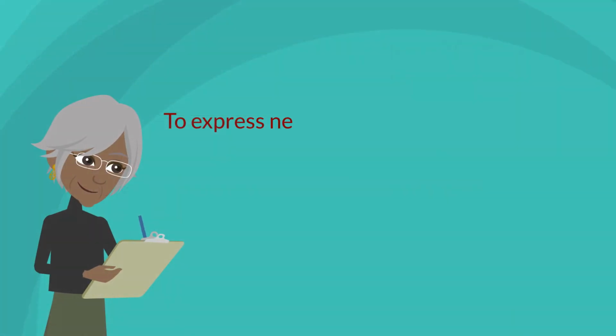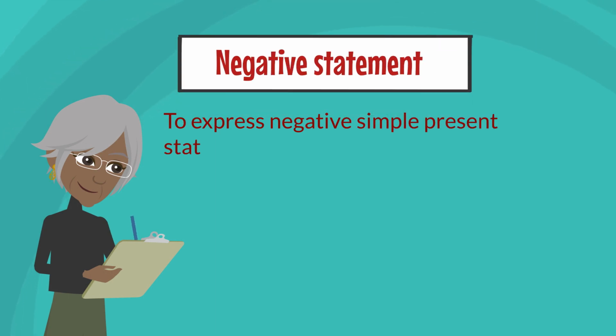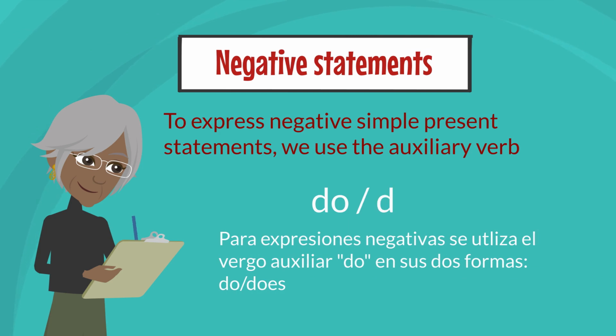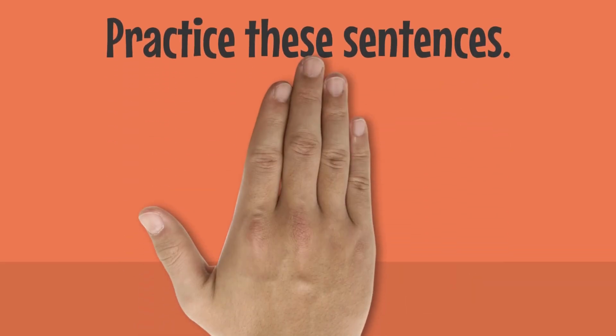To express negative simple present statements, we use the auxiliary verb in its 2 forms: do, does. See the examples. Practice these sentences.